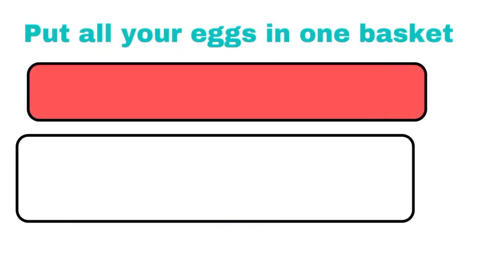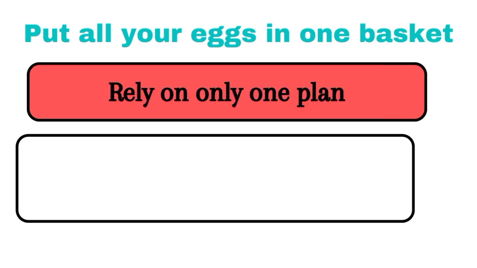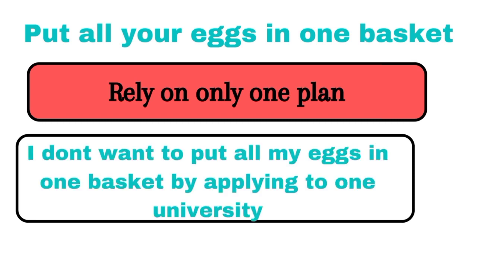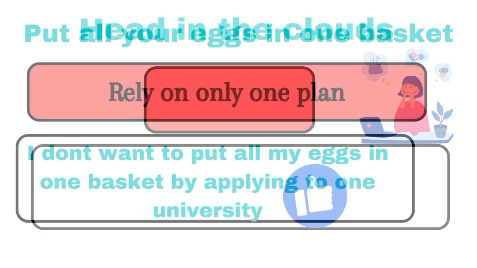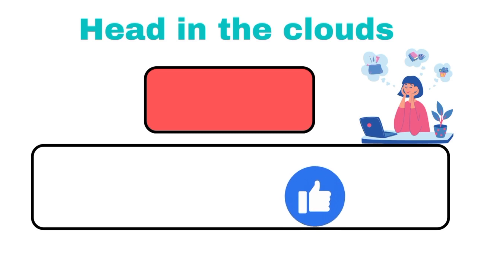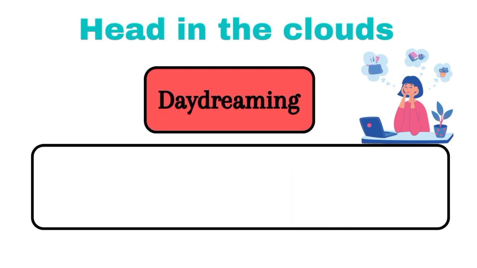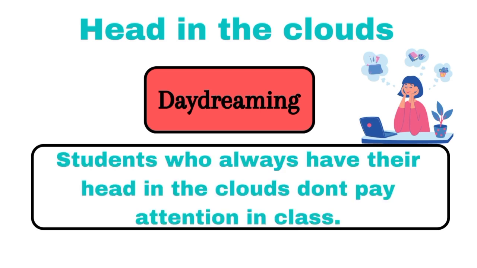Put all your eggs in one basket. This means to rely on only one plan. For example, I don't want to put all my eggs in one basket by applying to one university. To have one's head in the clouds. This means to daydream. For example, students who always have their head in the clouds don't pay attention in class.